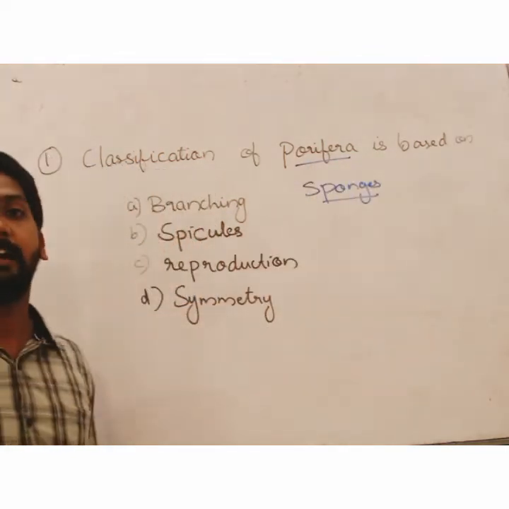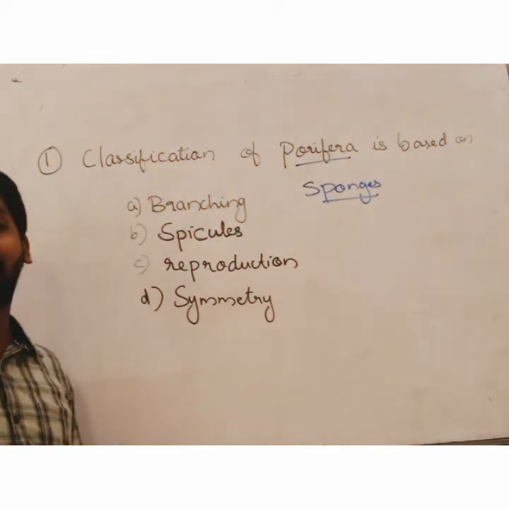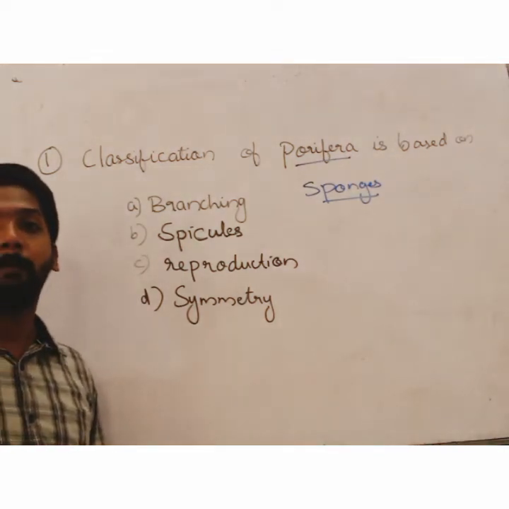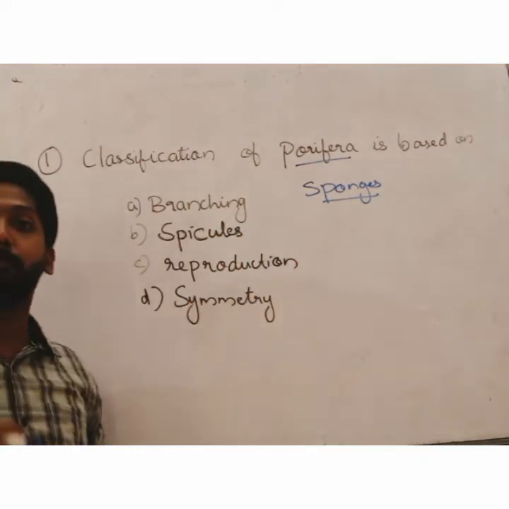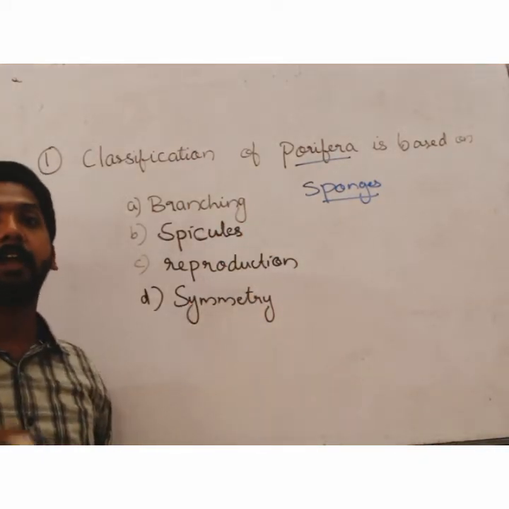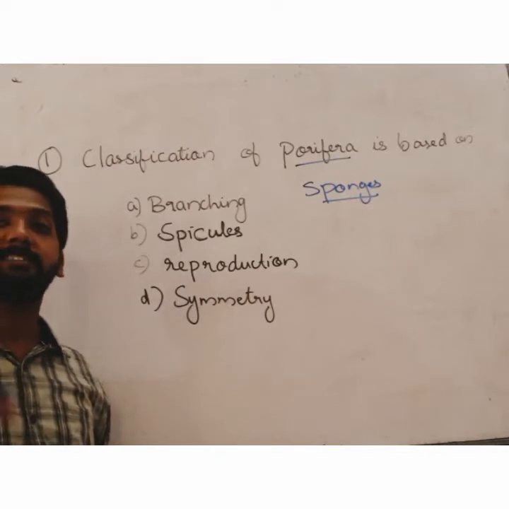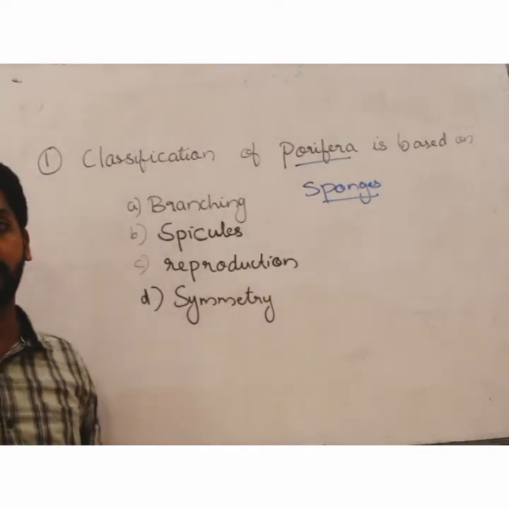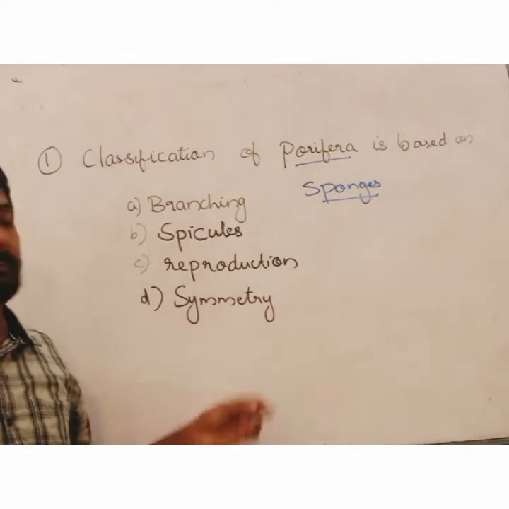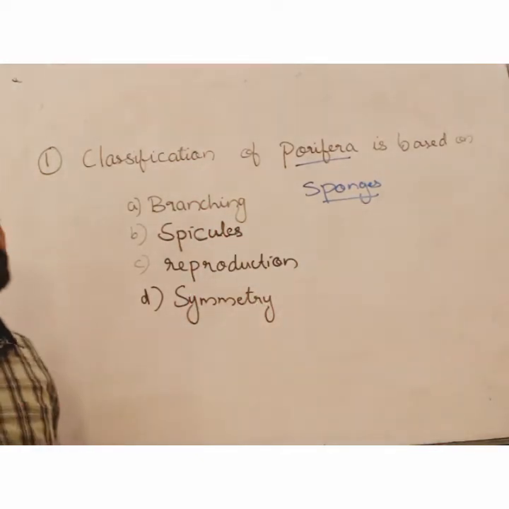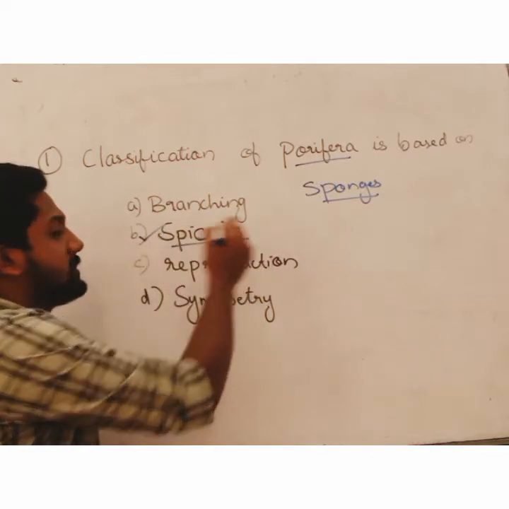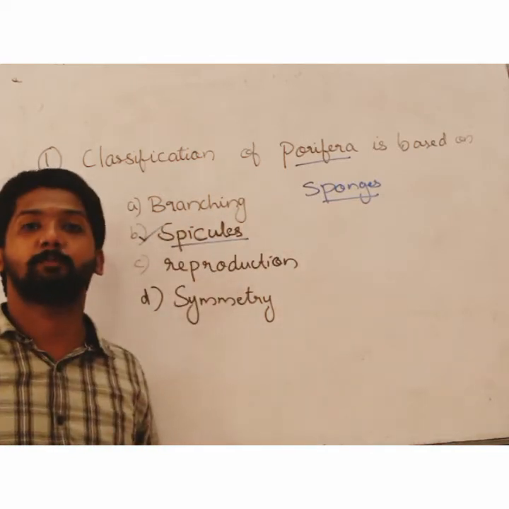It is a marine phylum, in which most of the members are marine or aquatic. This phylum is further classified, and the question asks what the basis for this classification is. The options are branching, spicules, reproduction and symmetry. For this question the answer is spicules. What do you mean by spicules?